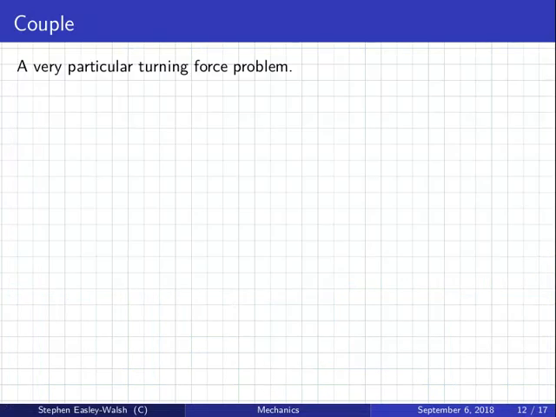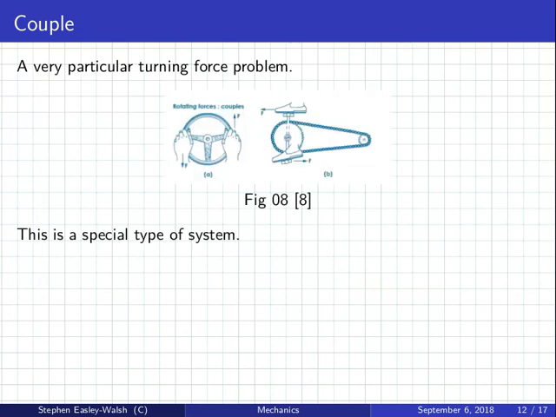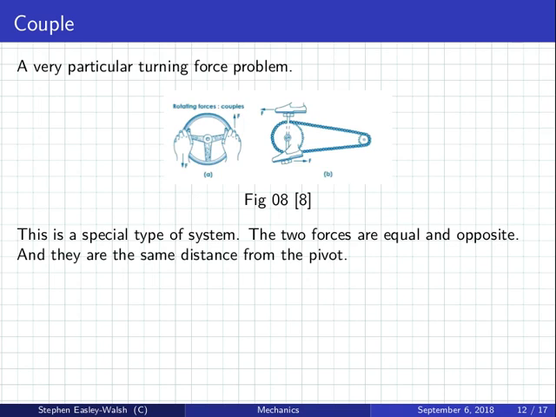So, let's have a look-see. A very particular common problem is this one here. We see this one a lot. This one is when you're driving your car. This one here is when you're cycling your bike. And this is a very special problem. It's called a couple. What does a couple mean in English? It means two. So you can see in the picture there's two forces, F and F. And here F and F. The two forces are equal and opposite. They're equal in size and opposite in direction. They're the same distance from the pivot.